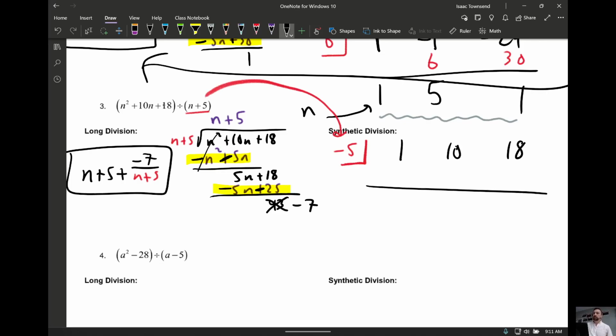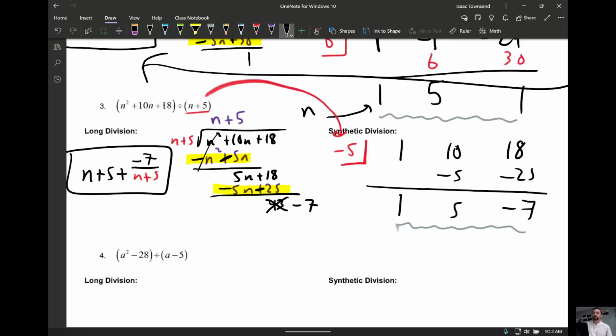Add down, 1 plus nothing is 1, multiply and put it here. Add down, multiply and put it here. Add down, until you can't anymore. And then finally translate what these three numbers mean.